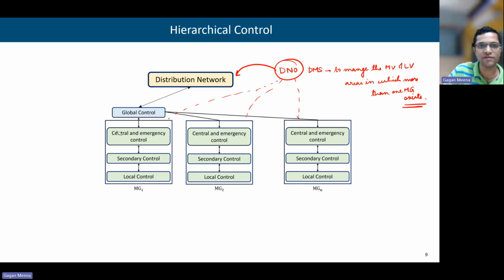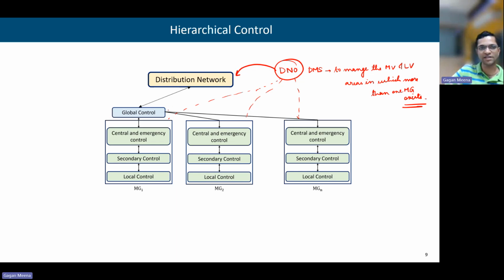So each of these microgrids has a layer of controls. Starting from the bottom, there is a local control, above which there is a secondary control, and the topmost is the central and emergency control. And then outside the microgrid, the control is the global control.